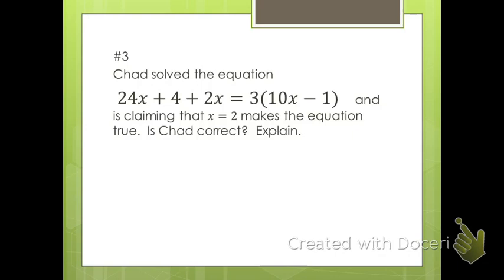Here's number 3. Chad solved the equation. It's a big equation. He is claiming that x equals 2 makes the equation true. Is Chad correct? Explain. Okay, so work on that, and then I will show you my solution to it.